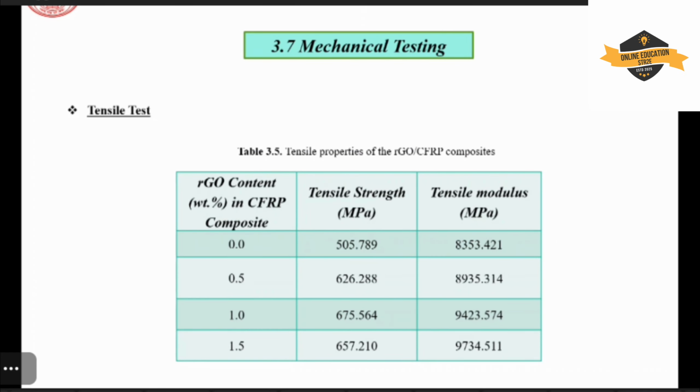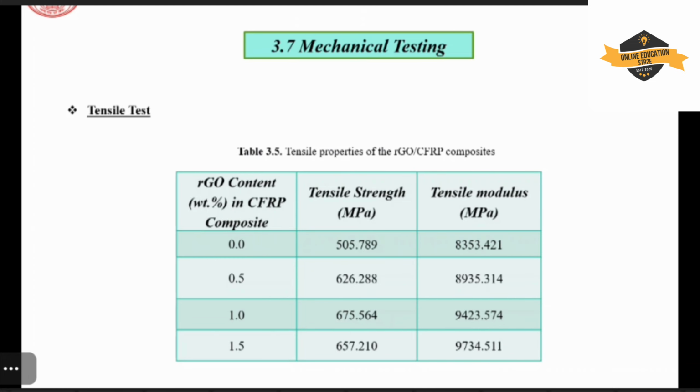And these are the interesting results which we have achieved. We have observed that in a pristine sample, the tensile strength is about 505 MPa and the tensile modulus is 8353. So these are interesting results which we have achieved. And the most important one is that we have considered different types of configuration. Then which one is the best configuration? This one is very important.